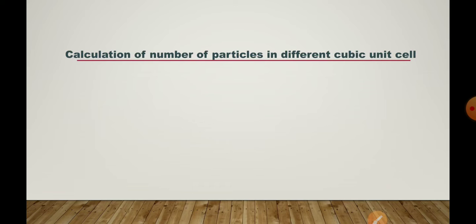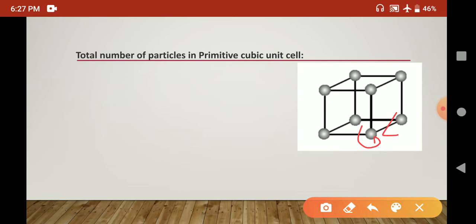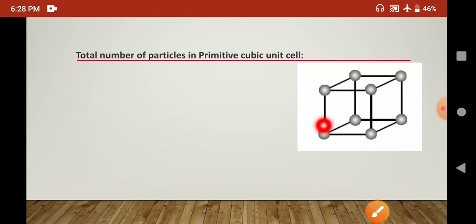Okay, I consider the first unit cell, the primitive or simple cubic unit cell. The definition itself says particles are present only at the corner. There are 8 corners in the cube and each corner contains a particle. Then how many particles are present in a cubic unit cell? When you observe the primitive unit cell, there seem to be 8 particles. Not actually. It contains only 1 particle. How is it? Let's see one animated video, which clearly indicates how many particles are present in the primitive unit cell.